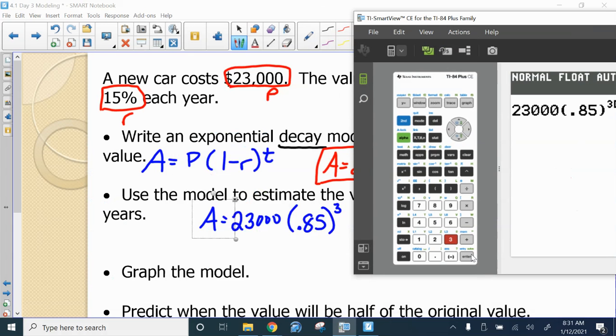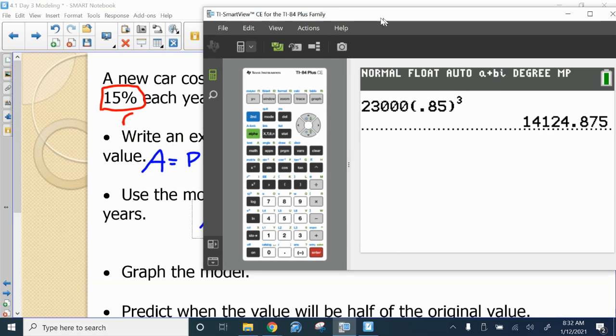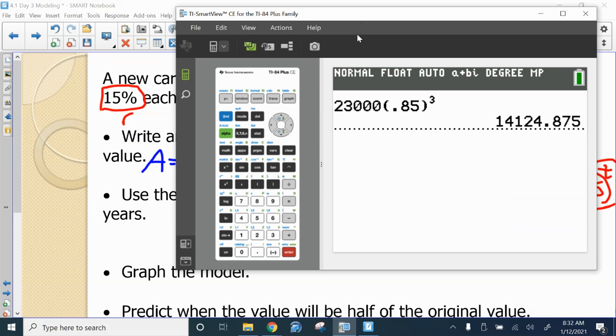I see a lot of people that write times 3 instead of raised to the third. It's very different. 10 times 3 is only 30. 10 to the third power is 1,000. They're very different numbers. So make sure that you are using the right property as you do this.